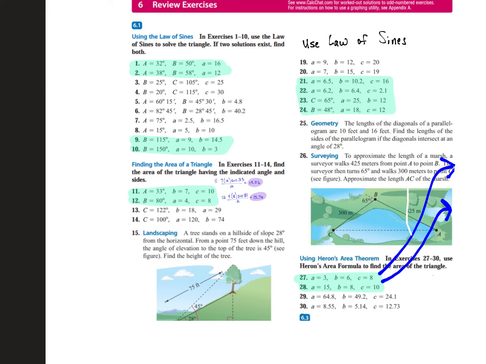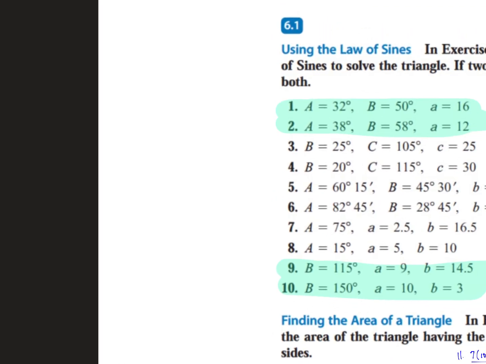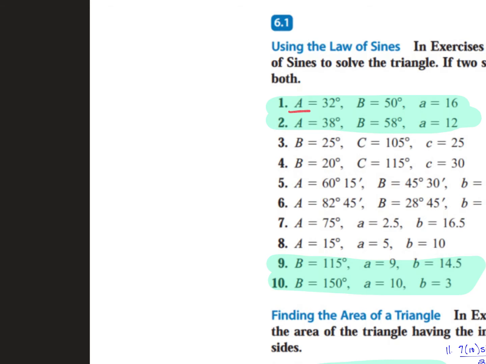So here we have law of sines and Heron's area theorem. So these we want to use the formulas for. All right, so we can start with number 1. They're all pretty much the same, just different numbers. So we always want to start with a pair. So I have angle A and side A. So I can do the sine of angle A over side A is equal to the sine of angle B, which I was given B also, so that would be 50, over side B.